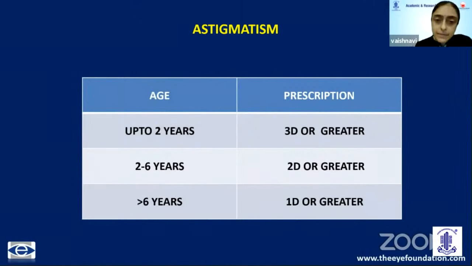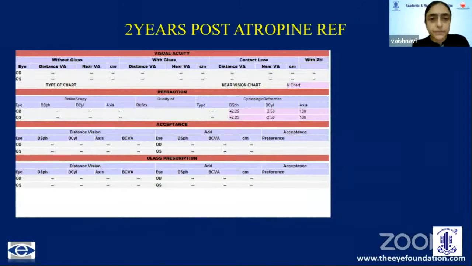This is regarding astigmatism, which follows the 3-2-1 rule. That is, up to 2 years, you prescribe glasses when the dioptric power is greater than 3 diopters. From 2 to 6 years, you give glasses when the power is greater than 2 diopters. And greater than 6 years, you prescribe glasses when the power is greater than 1 diopter.